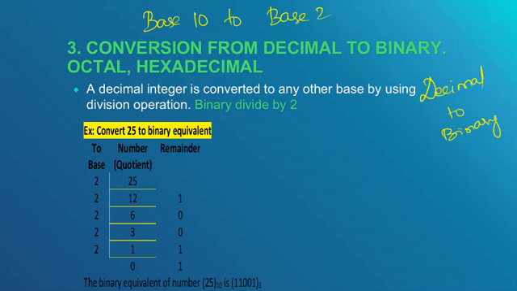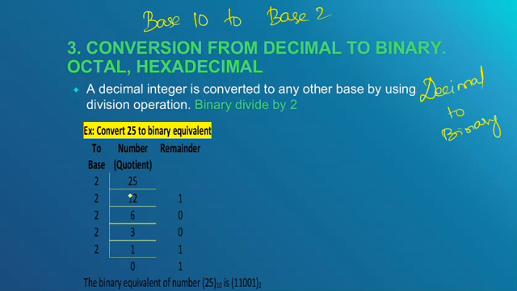I am going to convert the decimal value 25 to its binary equivalent. As I said before, if you want to convert a decimal into binary, you have to divide by 2. So 25 is divided by 2, so 12 is the quotient and the remainder is 1.